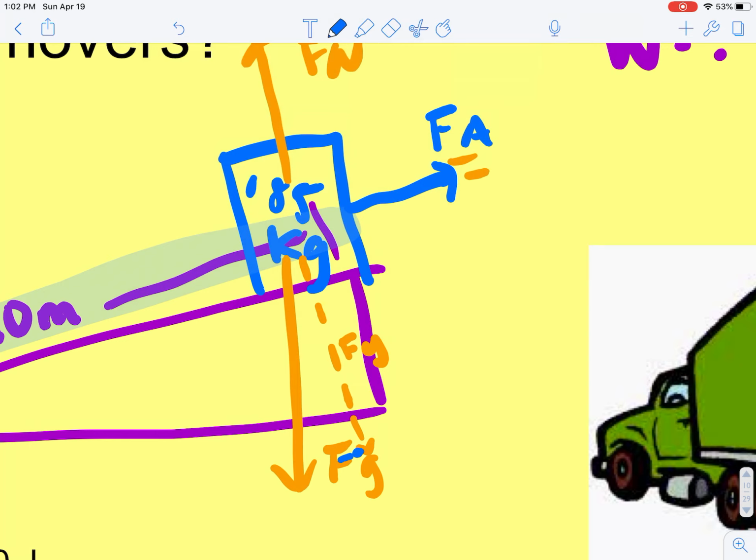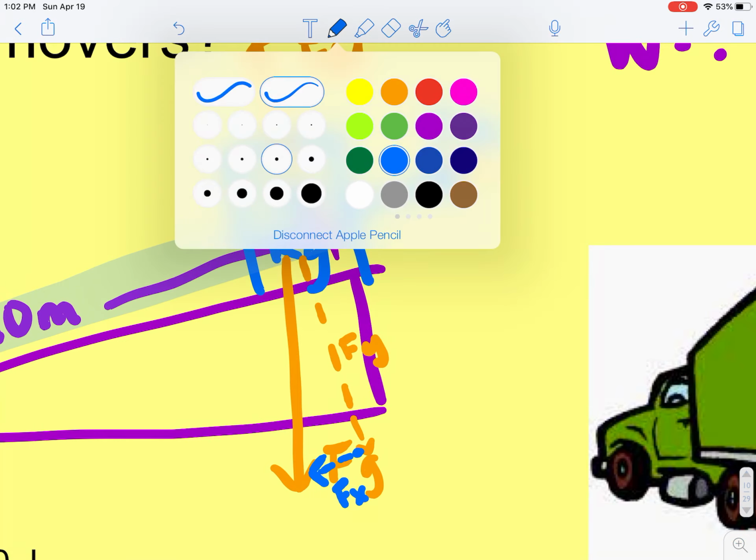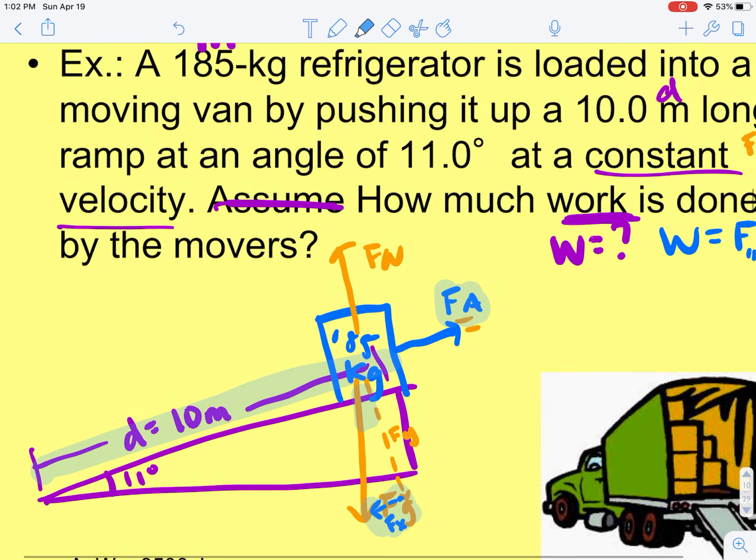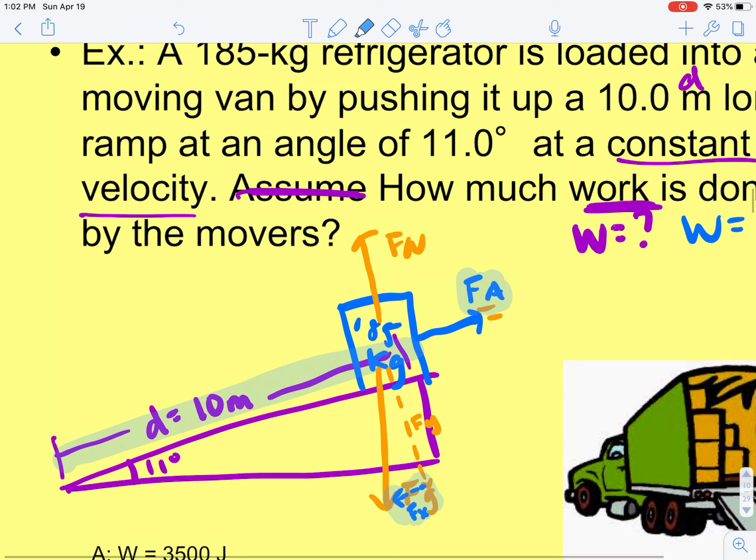So you would have to break this force of gravity into its x and y components at an angle, and then this weird x component right here would be exactly equal to the force applied. And that's gross, because we would have to know this angle, we would have to do some complicated stuff that honestly we're never going to do in this class. This is like a pre-AP, AP style problem.